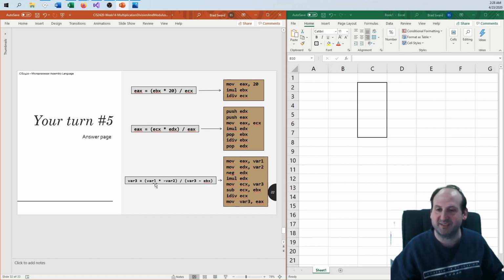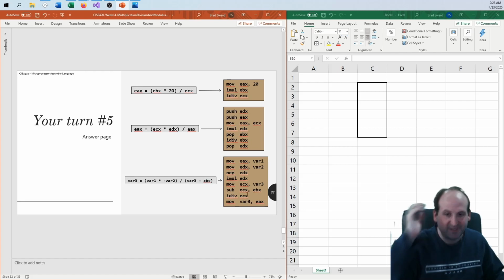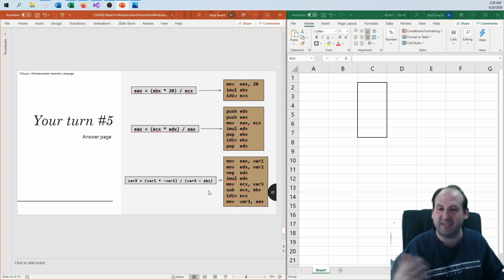EAX holds the quotient, which is the whole number part of the multiplication, which is what we're going to need for the IDIV in a moment. So then what do we do? I could have put it anywhere, but I put var3 into ECX, and I subtracted EBX from ECX, because that's what this does. So now EAX is holding this part over here. ECX is holding this part over here. I do an IDIV. And so the EAX register will hold the integer result of this, which then gets put into var3 to finish the job.